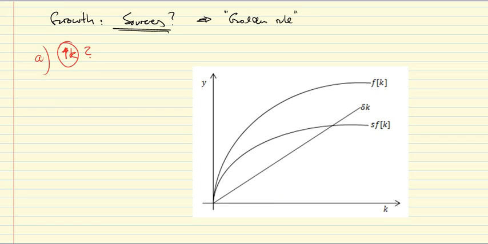Increases in K. Can increases in K sustain growth? So assume that we're at a K0 right here. And then as we've outlined, there's positive net investment, so gross investment is larger than depreciation, so there's a net increase in investment. And we're moving towards the right, so that until we are at this steady state, growth is driven by capital accumulation.